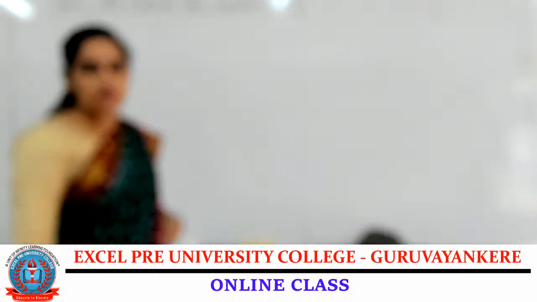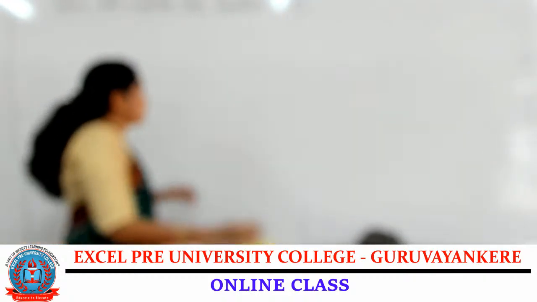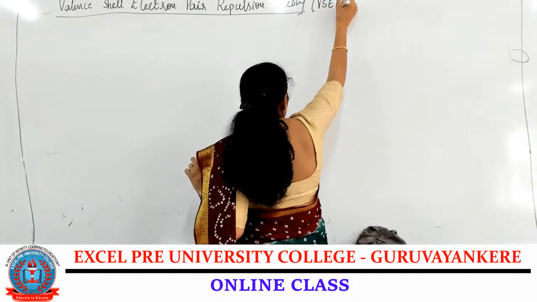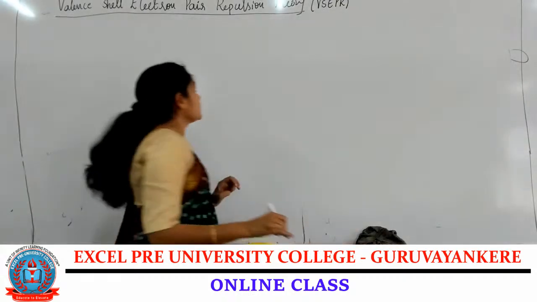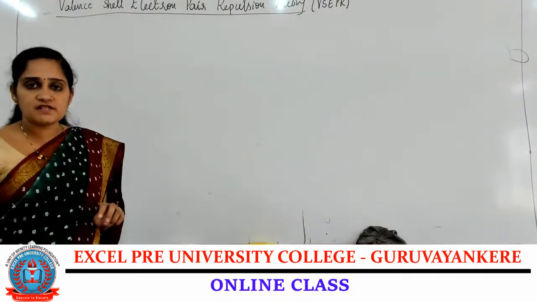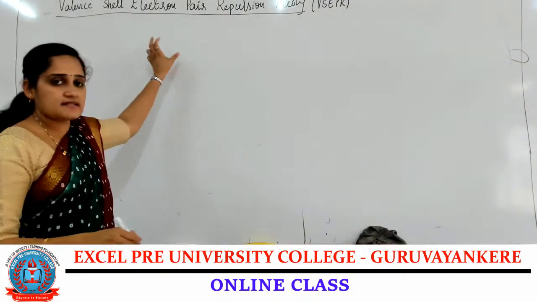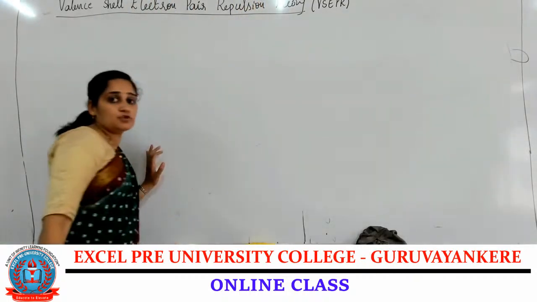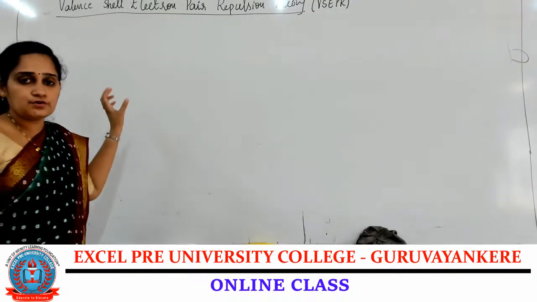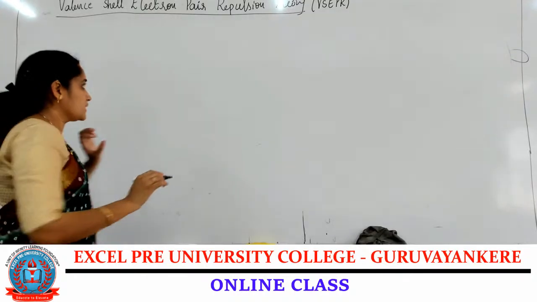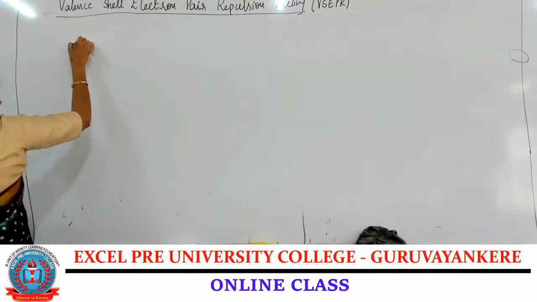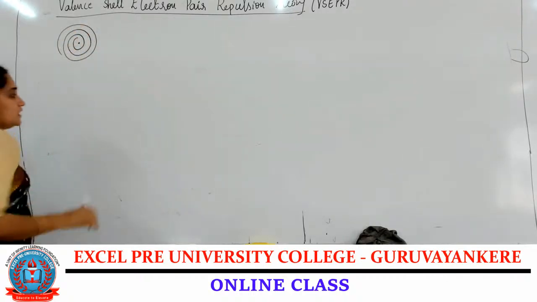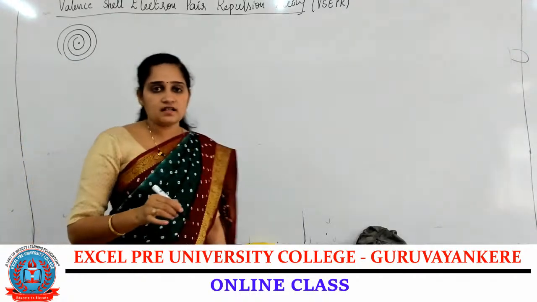Valence shell electron pair repulsion theory. VSEPR theory. Within the name itself, electron pair repulsion. We know that in an atom, at the center the nucleus is present, and around this one nucleus electrons are revolving.